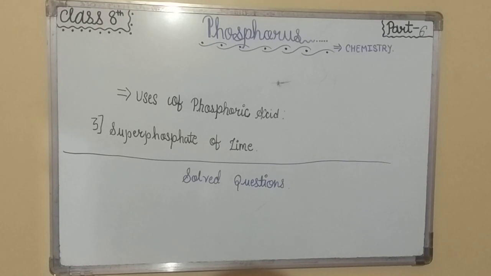Third question is, write the balanced equation for the reaction of phosphorus with chlorine. Answer. Phosphorus reacts with chlorine at room temperature, and at first it forms phosphorus trichloride and then phosphorus pentachloride. Reaction: 2P + 3Cl2 gives 2PCl3. PCl3 + Cl2 gives PCl5.